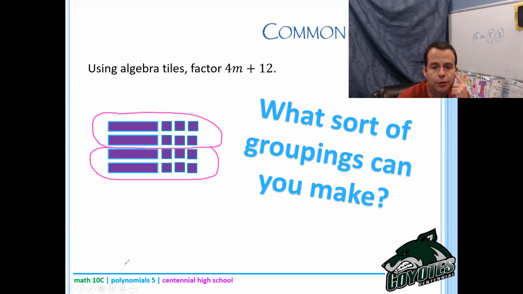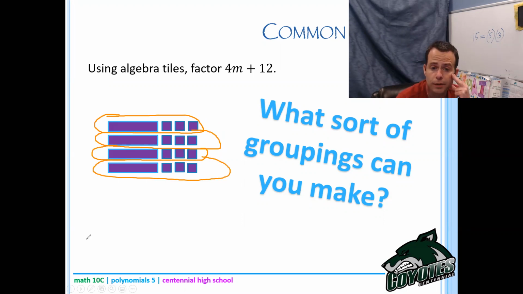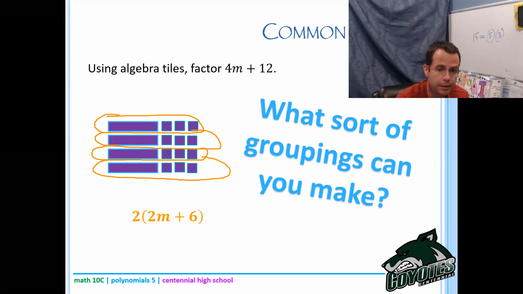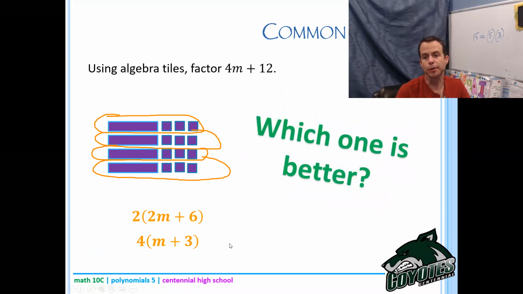Now, I could try something else. I could say, okay, what if I saw this? I could separate this into 4 groups where each group contained m plus 3. Okay, so I just factored that in 2 different ways. I have 2 groups of 2m plus 6, so that's where the 2 times 2m plus 6 came from. Or the one I'm showing you now was 4 groups of m plus 3, so I have 4 times m plus 3. So now it begs the question, which one's better?